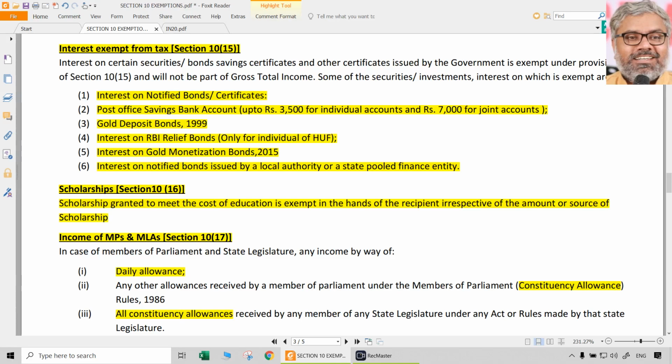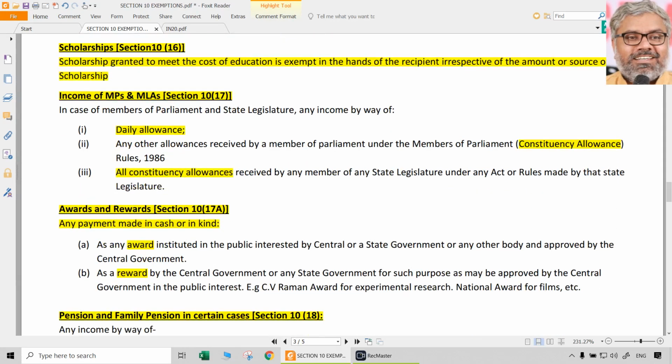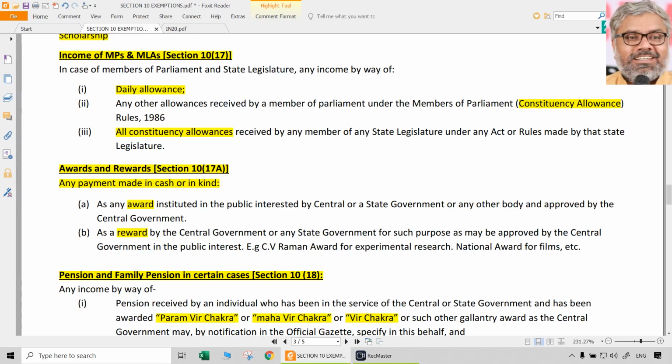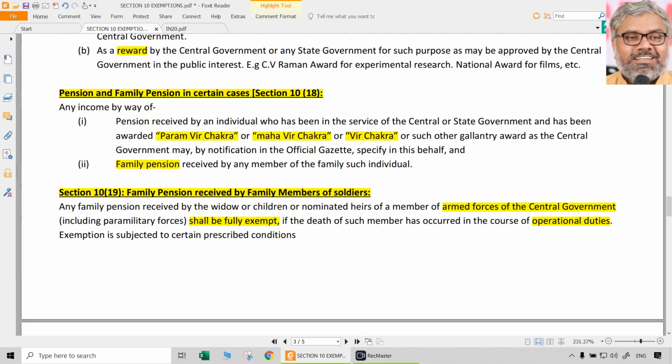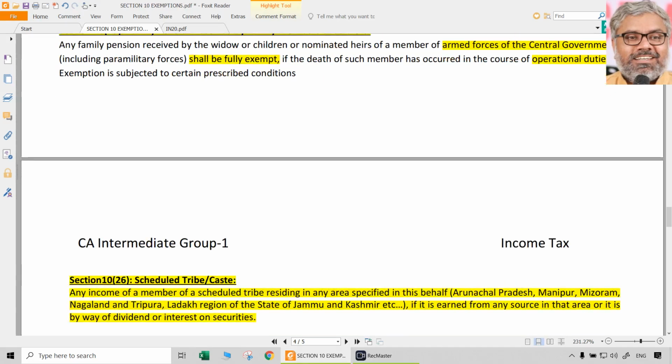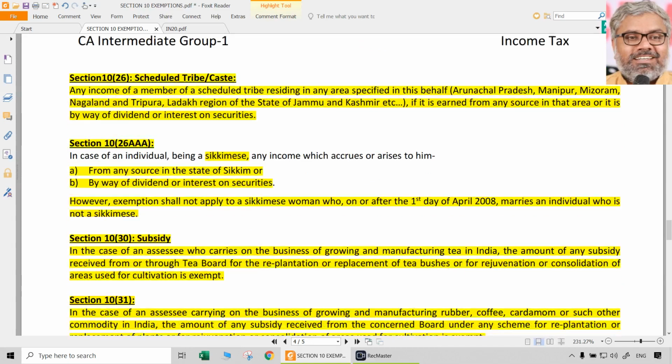Normally 3,500 is the maximum amount of exemption in respect of interest received from post office savings bank accounts under section 10(15). That should be remembered. Scholarships are normal, nothing special. Incomes of MPs and MLAs, particularly daily allowance or constituency allowance, general things. Awards, rewards, general thing. Gallantry awards, soldiers, nothing special to remember. Sikkim exemption was asked earlier, so maybe that can be remembered specially.